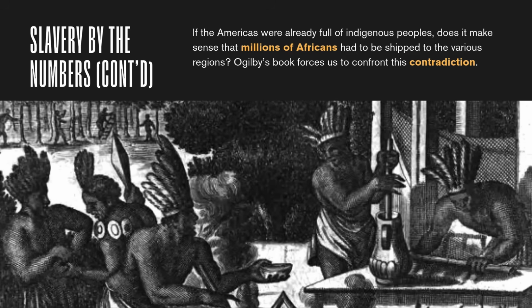So again, as we talk about slavery by the numbers, I pose this question: if the Americas were already full of indigenous peoples, does it make sense that millions of Africans had to be shipped to the various regions? Ogilby's book forces us to confront this contradiction. And when you see these people, they're dark-skinned people, right? And I'm going to get even deeper with that as we move on here.